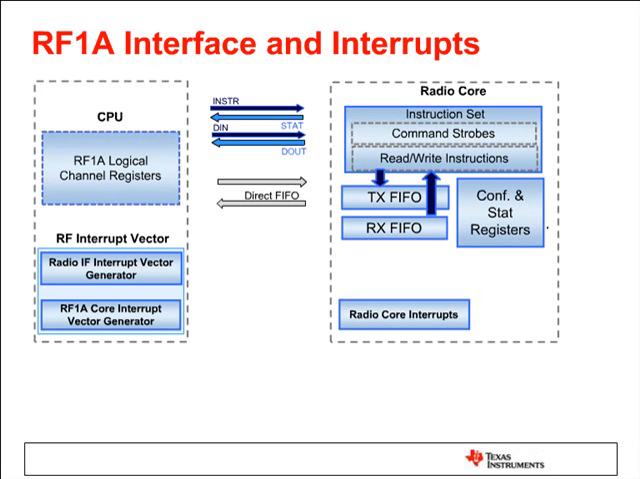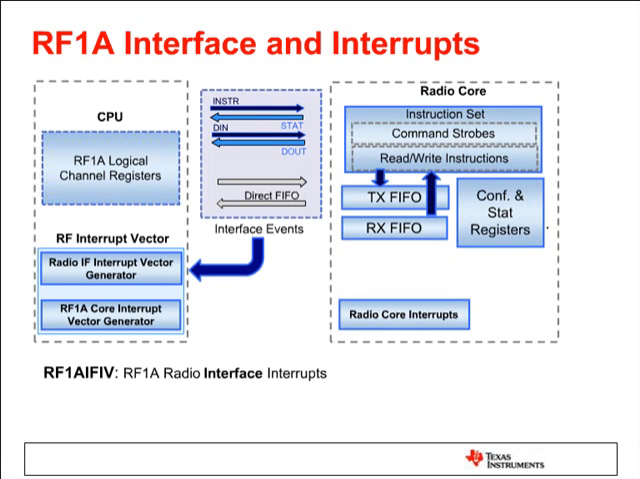Then there are the interrupts that you get from the radio core that say, hey, I've received my status byte, I've sent the last byte of the packet, my TX FIFO has overflowed or underflowed, my RX FIFO has overflowed. These are different sources of interrupt, but they both source the same interrupt vector. So the same interrupt handler is used for both the RF1A interface and the radio interrupts, and you just have to check which one you want to prioritize, if you will.